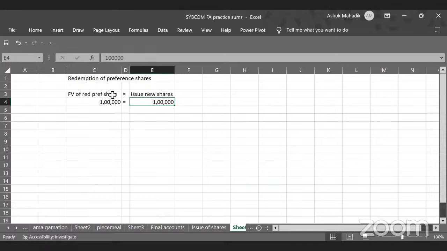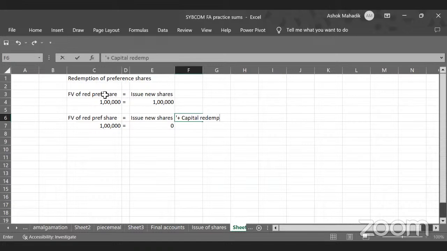So that is one way out. Another way out is, if you don't want to issue new shares, then what is another way out? Another way out is you can create a CRR. CRR stands for Capital Redemption Reserve, also called CRR.